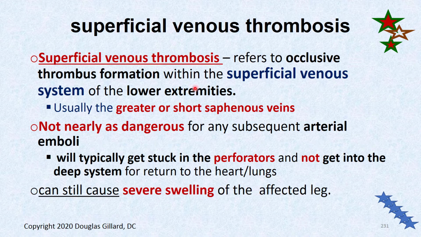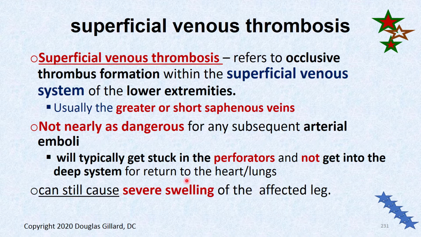Superficial venous thrombosis, as I just said, is an occlusive thrombus formation in the superficial venous system of the lower extremities, or it could be the upper extremities. But that's pretty unusual, unless they have thoracic outlet syndrome. Again, we'll look at the systems in a bit. But these are not nearly as dangerous as a deep system thrombosis, or an arterial thrombosis, which is dangerous anywhere, especially from the left heart, left atrium.